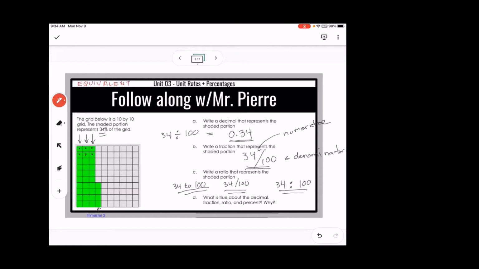So if there are 34 boxes that are shaded in, could I figure out how many boxes are not shaded in? Yes or no? Can you type in the chat, yes or no? What I had said, Allison P, was we are able to see that 34 of these 100 boxes are shaded in. If I know that, could I figure out how many boxes are not shaded in? Yes or no?